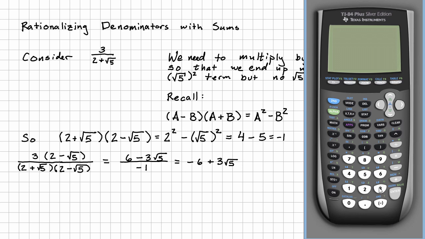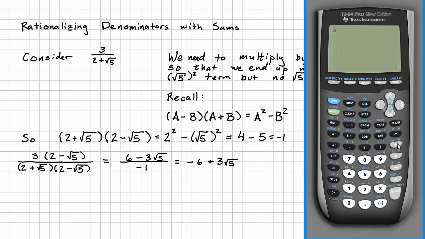So my original fraction was 3 over 2 plus square root 5. And the final answer I got was -6 plus 3 square root 5. And we can see that those are, in fact, the same irrational number. Right? We got the same decimal either way.